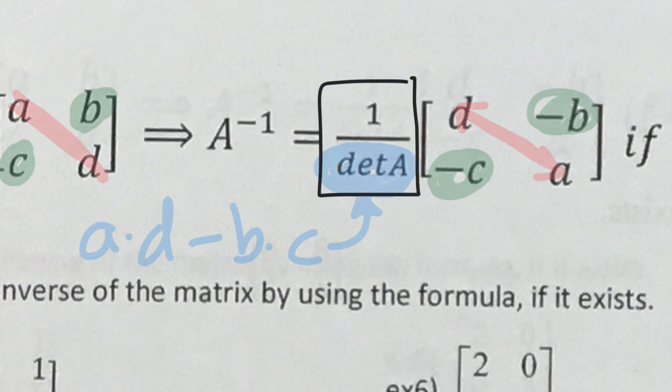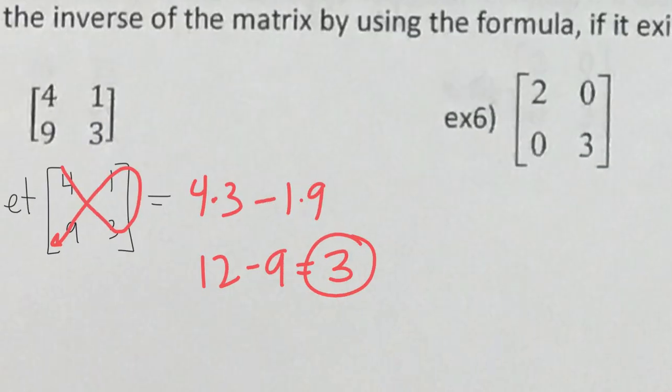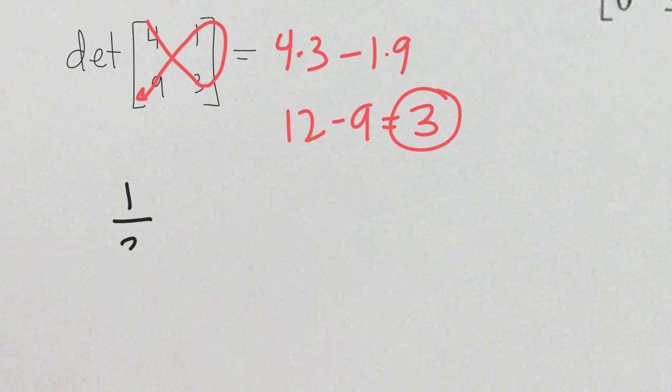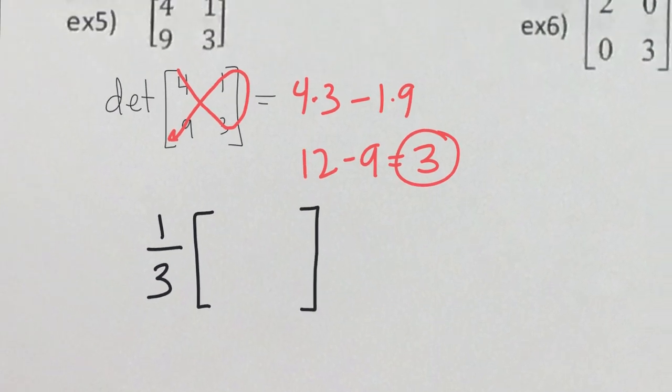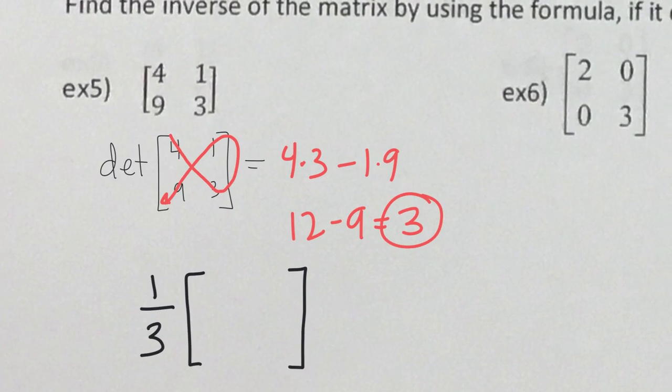Now we can put it under 1 as we write your inverse. So the next step is to actually write down the inverse. So 1 over 3. Remember, the determinant goes in the denominator of that fraction. And then let's do some rearranging of our furniture. The 4 and the 3 change places. So the 3 is in this corner and the 4 is now in that corner. And what happens with the 1 and the 9? They become negative. So negative 1 and negative 9.